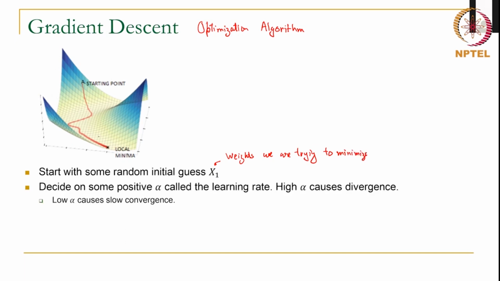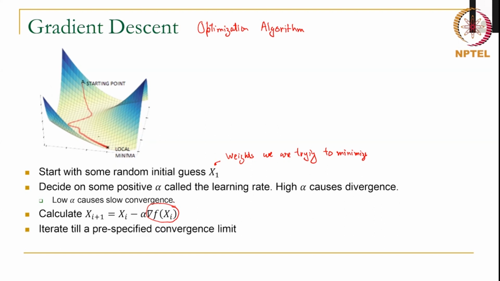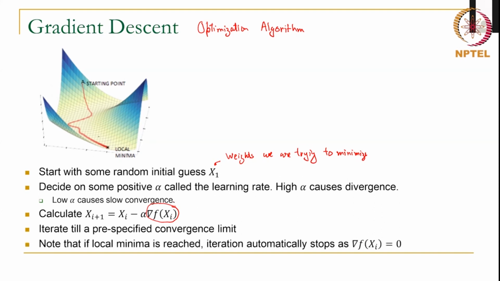So we decide on some positive number alpha. Typically it's a small number. And then we iterate this simple equation. That is, you just take the gradient of whatever function we wish to minimize. We called it J, but in general optimization literature, it will be F. In our least square case, we called it S. It's just a simple objective function that you want to minimize. And then you iterate till a pre-specified convergence limit. So automatically it is stopped in case you need grad f equal to 0. This we saw last time.